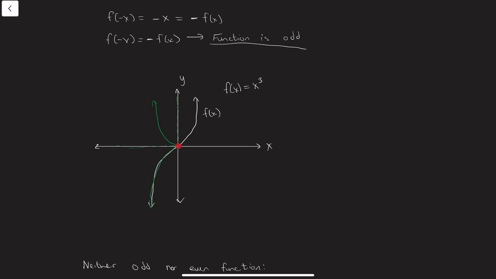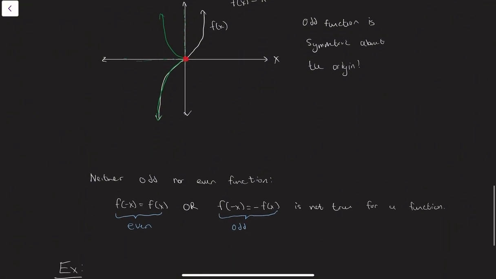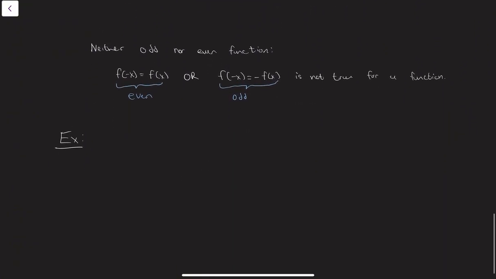So an odd function is symmetric about the origin. And again, this will come up in the future of this course during integration and other parts. So you can kind of try and remember that. But anyways, let's look at this in an example.